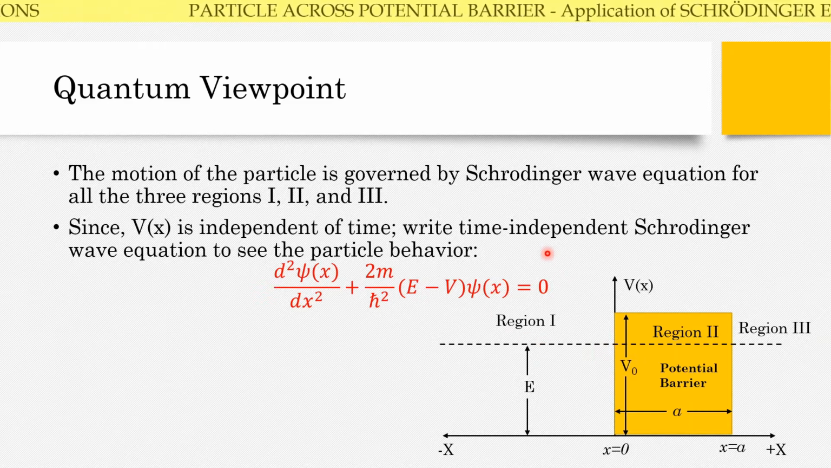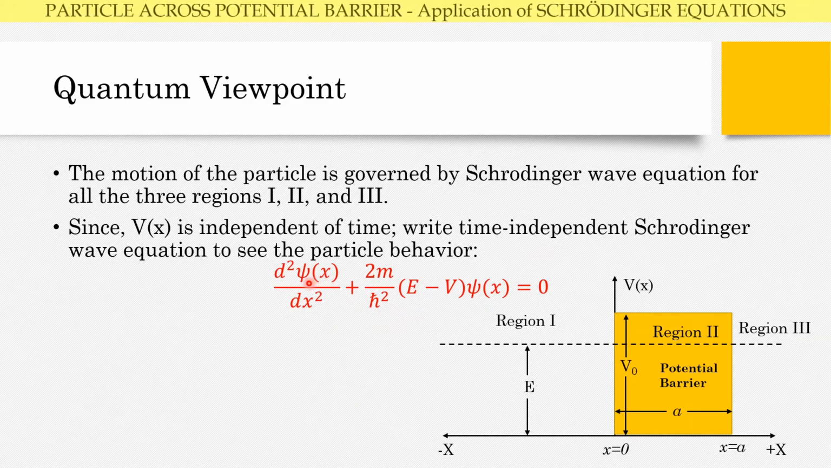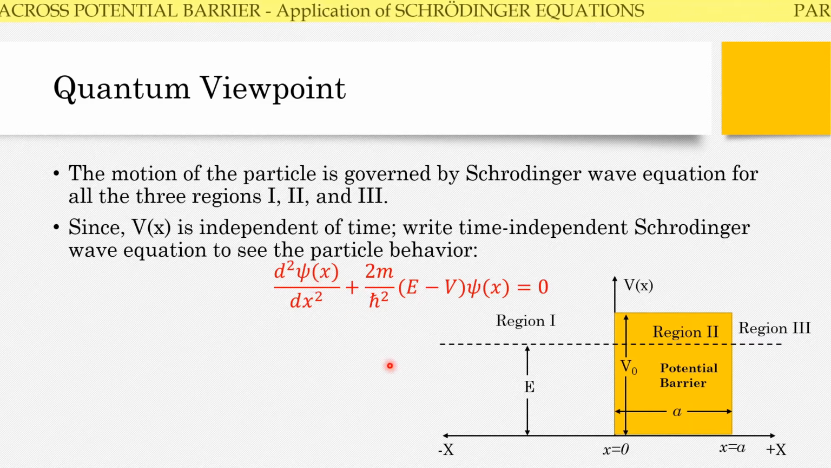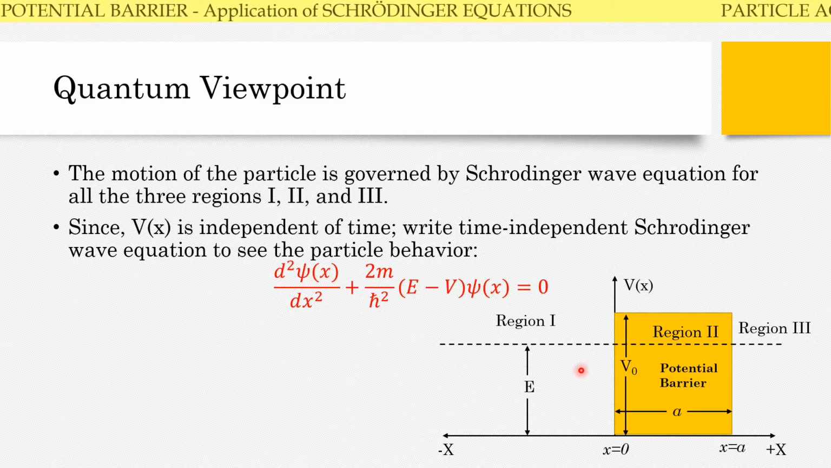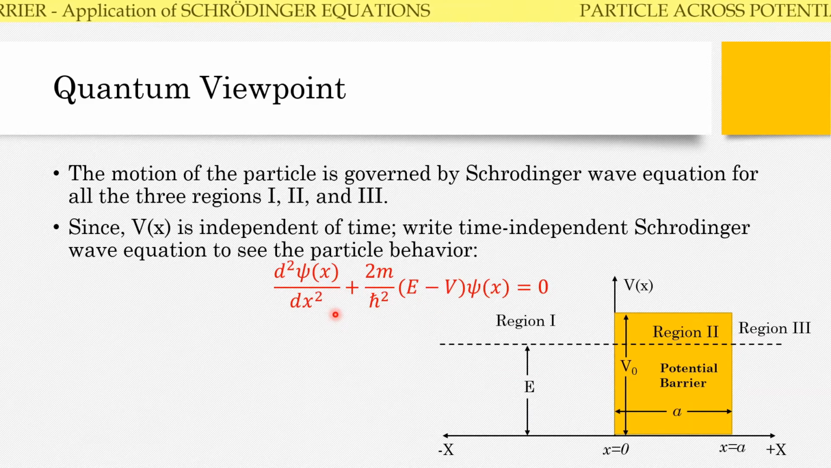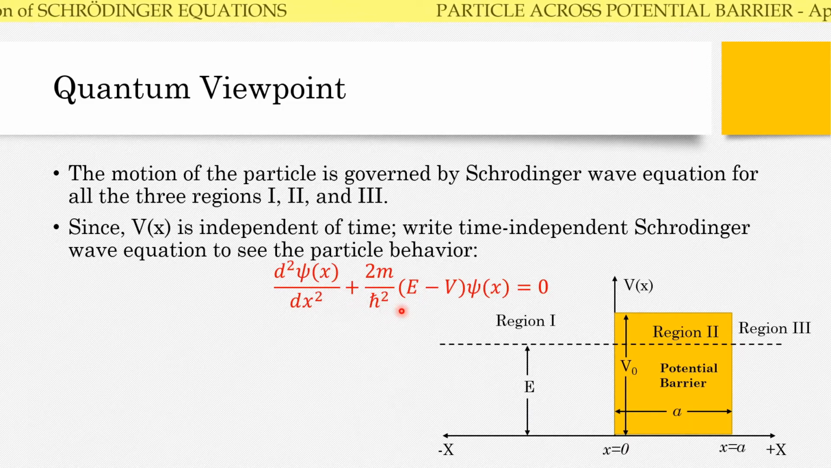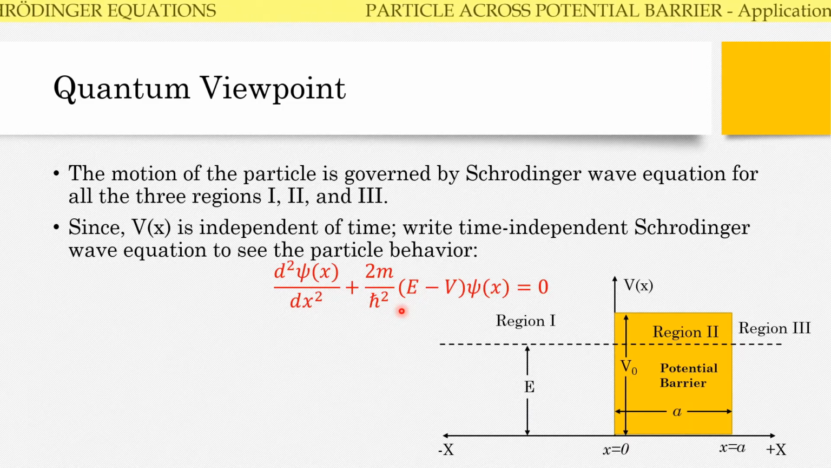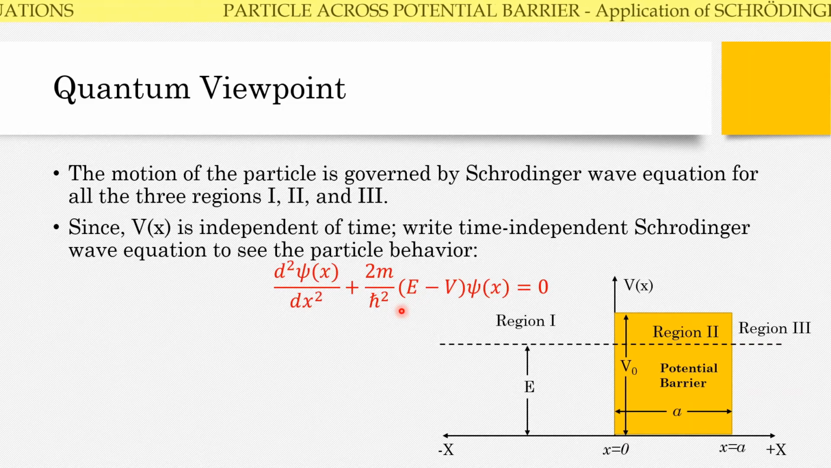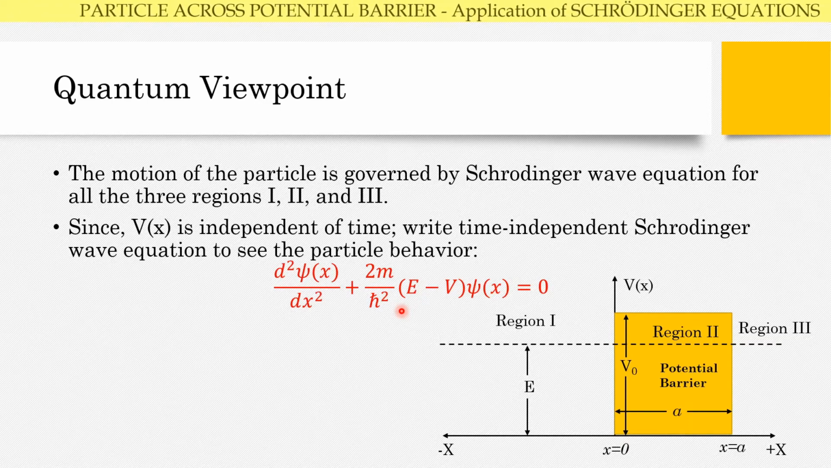which is given by d square psi(x) over dx square plus 2m over h cross square into (E minus V) psi(x) is equal to 0. Psi is dependent only on x, as we have considered the particle motion only in the x direction. This is the time independent Schrodinger wave equation, and we will solve this equation for all the three regions to observe the particle behavior.